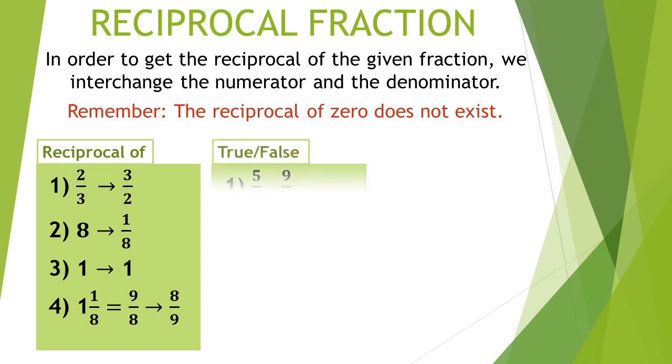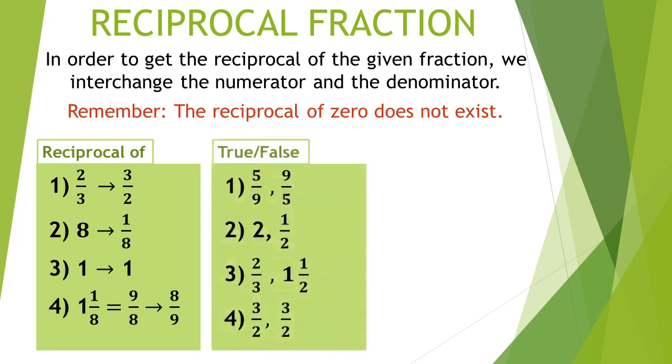Let us practice. State whether these are reciprocals of each other. Question number 1. 5 upon 9 and 9 upon 5. And the answer is true. Question number 2. 2 and 1 upon 2. Yes, the answer is true.